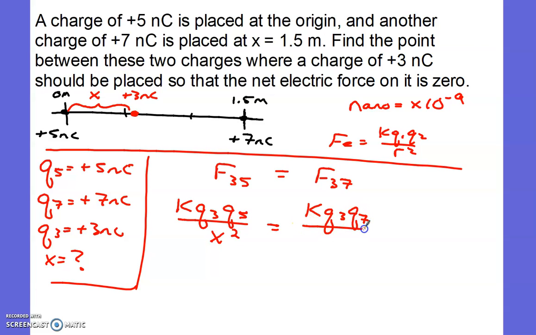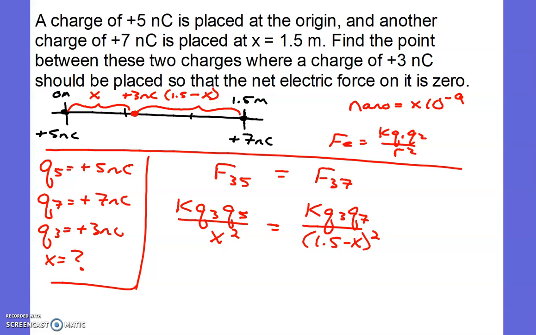Now here's the problem. We cannot label this distance here as a new variable. We can only have this one variable in there that we don't know. So I don't want to label it as a new distance like y. Instead, the way I'm going to label this is the total, which is 1.5, minus this part here, x. So the extra distance here is the total, 1.5, minus x. That whole thing then is squared.